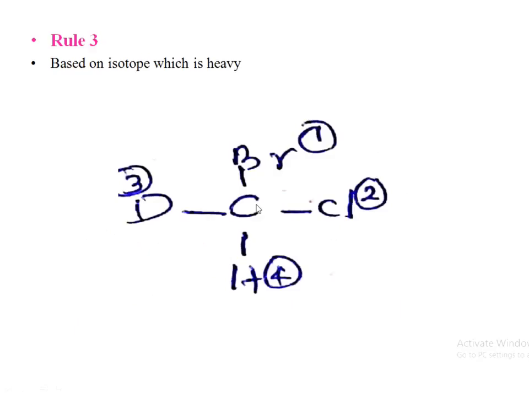Next is rule 3, which is based on isotopes. If the two atoms attached to the chiral carbon atom are isotopes of the same element, then the heavier isotope gets the highest priority. So we decide which isotope is heavy and give the highest priority to that isotope. Here the highest priority is for bromine and the last priority is for hydrogen.